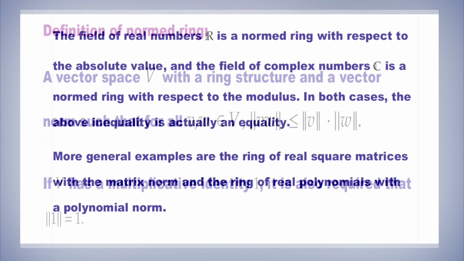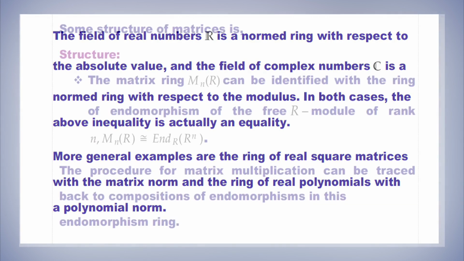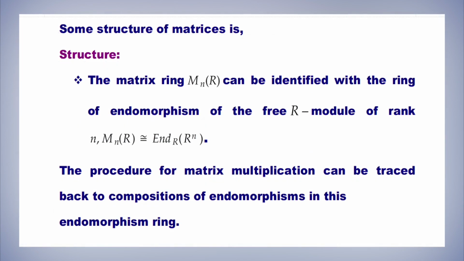The field of real numbers R is a normed ring with respect to the absolute value, and the field of complex numbers C is a normed ring with respect to the modulus. In both cases, the above inequality is actually an equality. More general examples are the ring of real square matrices with the matrix norm and the ring of real polynomials with the polynomial norm. Let us see some structure of matrices.